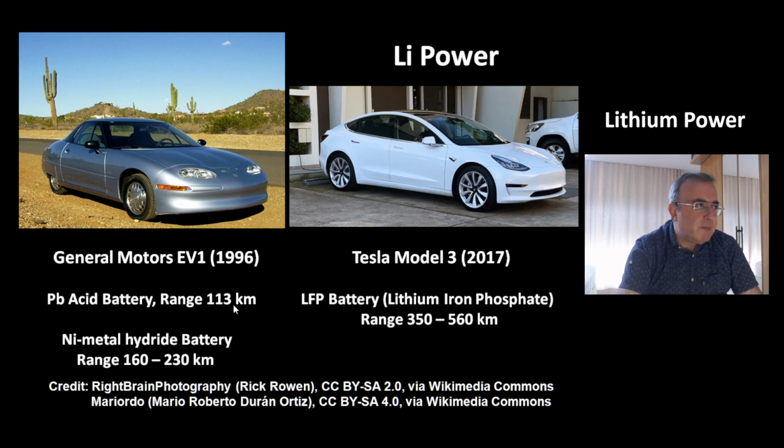This car had good aerodynamics. The first generation had a range of about 113 kilometers with its lead acid battery. The second generation with a nickel metal hydride battery had about twice the range, up to 230 kilometers. And today's Tesla Model 3 has a minimum range of 350 kilometers, up to 560 kilometers, and that's thanks to the lithium-ion battery.